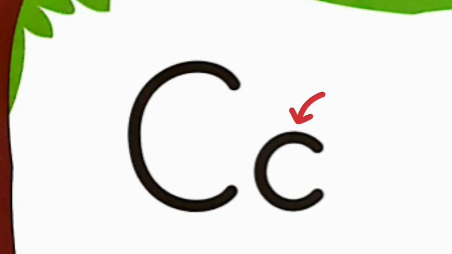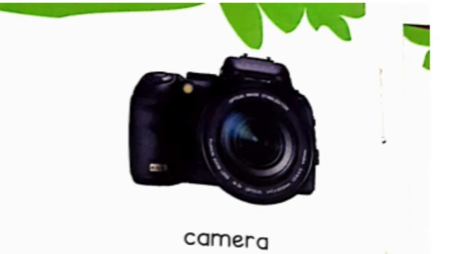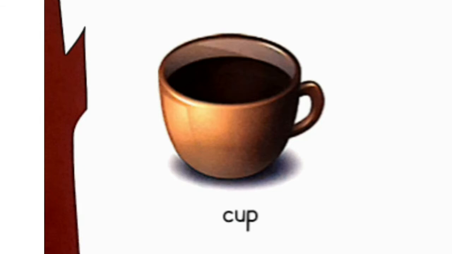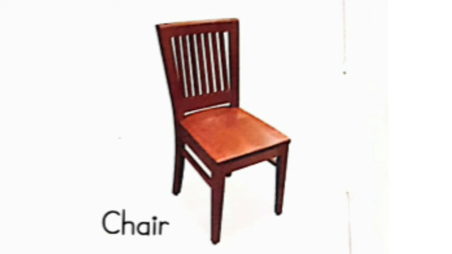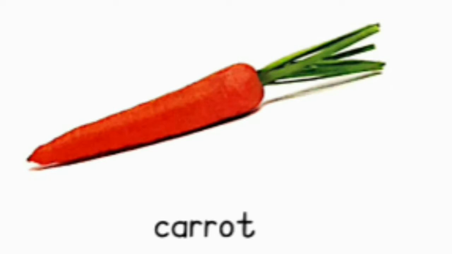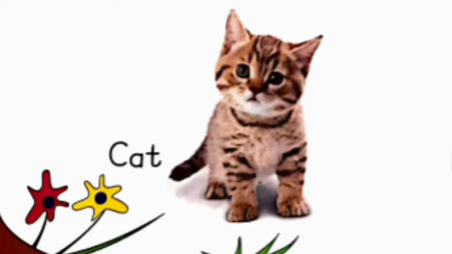Capital C, small c. What is the sound of alphabet C? C says K. C for camera. C for cup. C for chair. C for carrot. C for car. C for cat. C for cap.